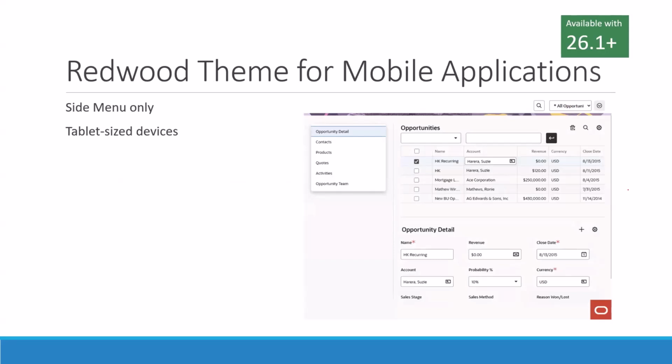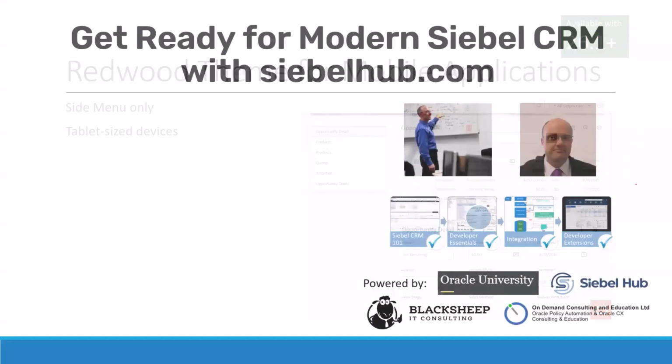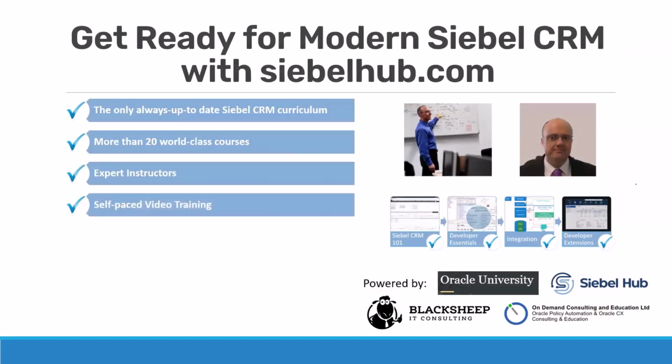And also Redwood has made it to mobile applications. So you can now, just took that screenshot literally a few minutes before starting. It's a side menu only, of course, before it's optimized for tablets. And it works on tablet-sized devices. So for now, I think the limit is still I tried it on my phone and it looked like the old smartphone UX from Siebel 20. So it's only for tablet-sized devices. Yeah, correct. Okay. Thanks for confirming.